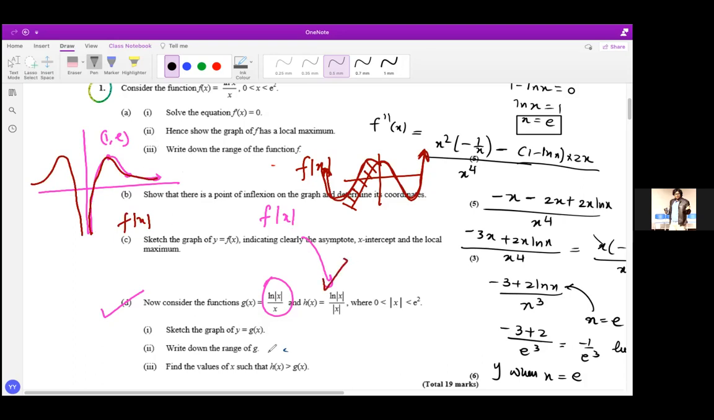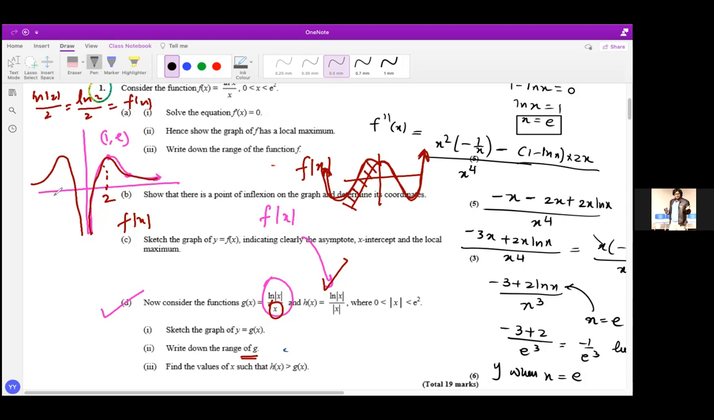Since they haven't asked the range of g, I'm not going to do that first. Now, the range of h. For this one, we sketch the graph. The only difference you notice is that on this side x is positive and we have ln of absolute value, so this side is not going to be any different. The only thing is the other side. Since x is being left as it is with its sign, the numerical value of the ratio is going to be the same. For example, if I take x as 2, ln of absolute value of 2 upon 2 is the same as ln 2 upon 2, which is the same as the original function. That's why this side of the graph remains as it is.